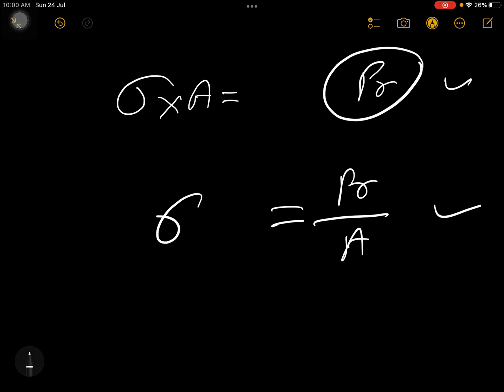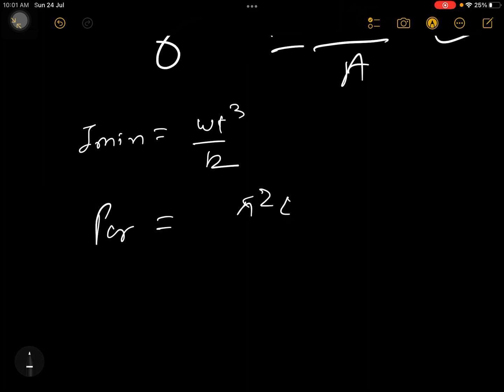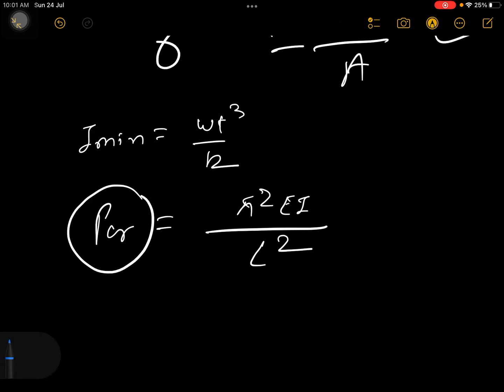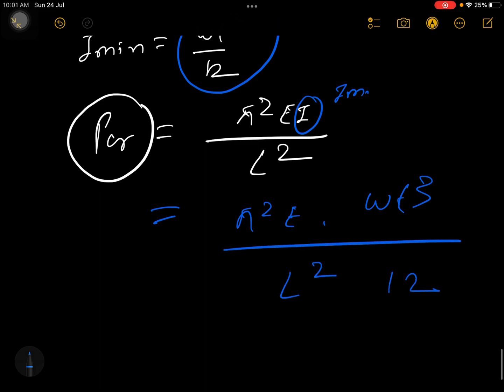So I have explained all the basic parts here. Now let's substitute the values and get the answer. Make sure your minimum I value is WT cube by 12. Don't worry, W will get cancelled out and only T will remain. P critical is pi square EI divided by L square. Always P critical is the minimum one, so I use I minimum. So I write pi square E into WT cube by 12 and L square.